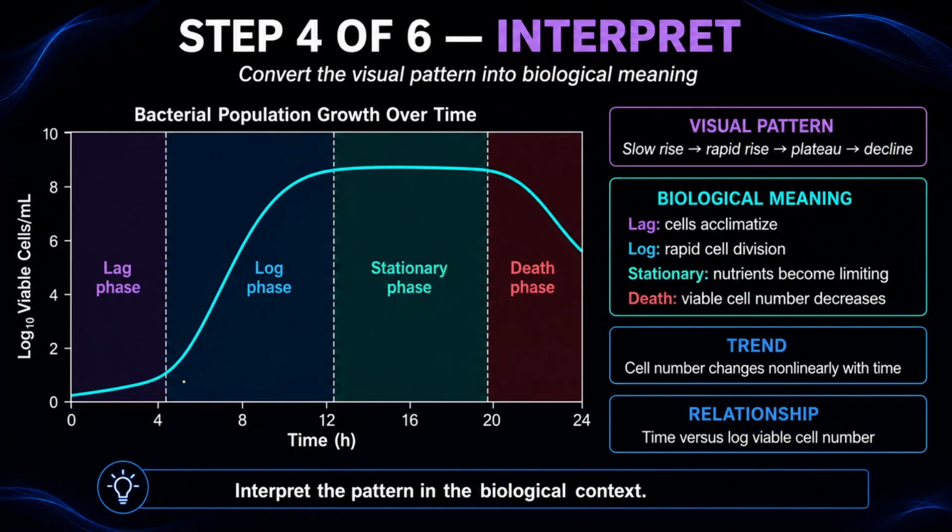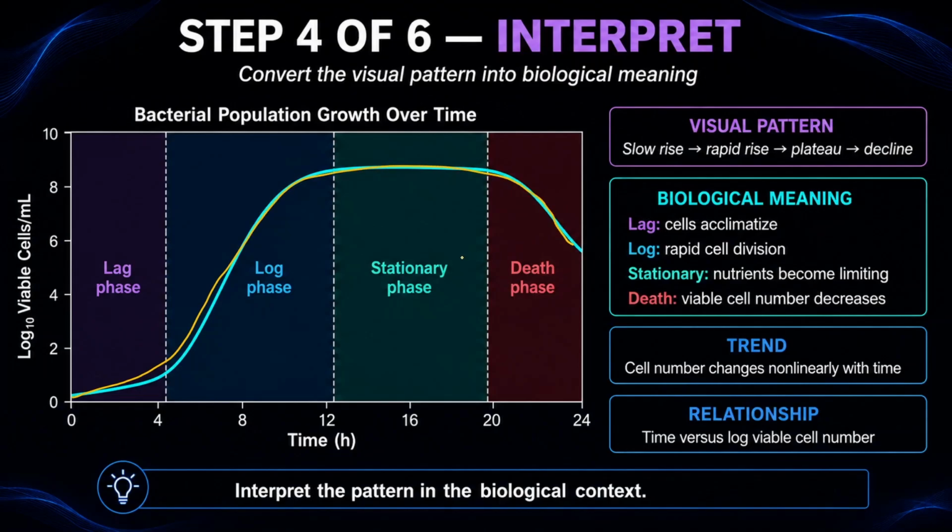Now let's move to the fourth step, interpret. Up to this point, we have identified the graph, recognized the structure, and measured the values. Now it's time to answer the most important question: what does the graph actually mean biologically? First, observe the visual pattern. The graph shows a slow rise followed by a rapid increase, then a plateau, and finally a decline. Now connect each pattern with its biological meaning.